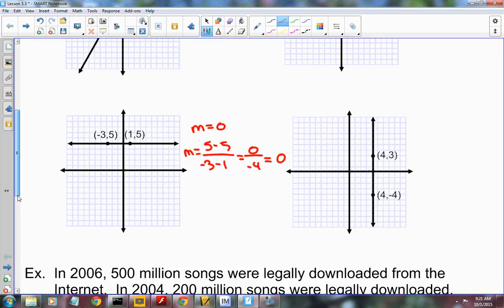Now, back to my skiing. If you ski and you go straight up or straight down, can you do that? Well, you could go straight down, I guess, couldn't you? But would the result be nice? No, it's not. So when you have a vertical line, you have an undefined slope. If we were to do the math, we could do negative 4 minus 3 over 4 minus 4. That's negative 7 over 0. Can you have division by 0? No, so that's undefined.